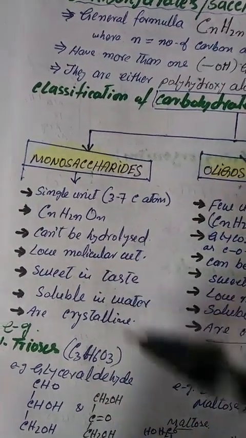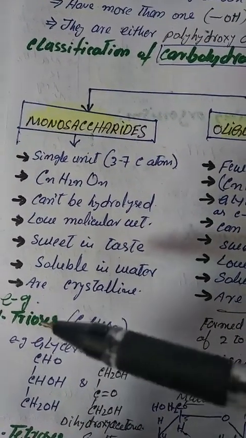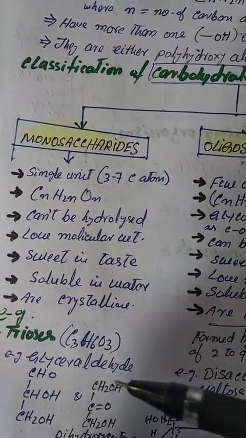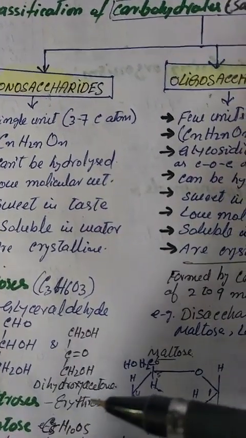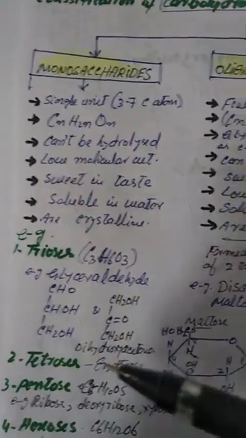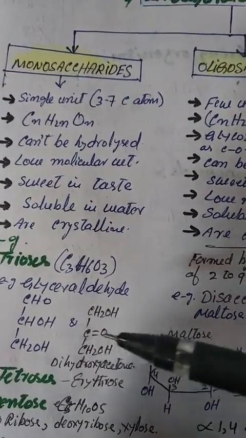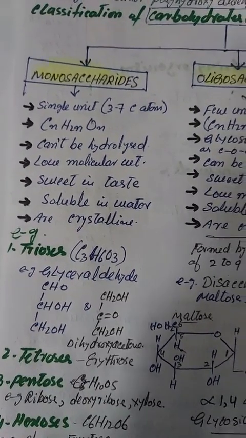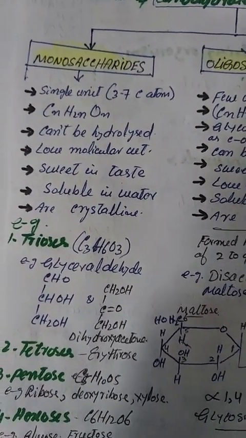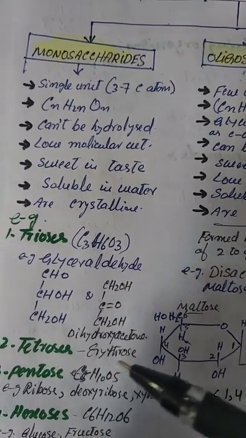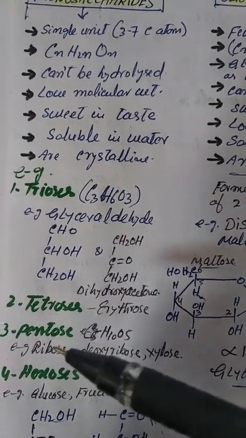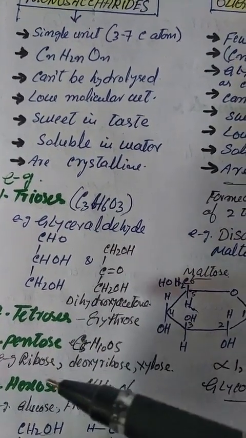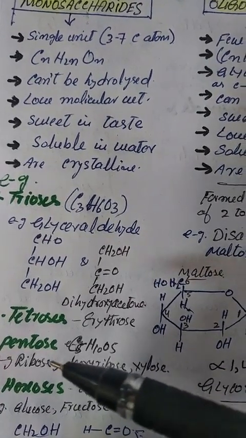Examples include a 3-carbon monosaccharide, which is called triose. Their general formula is C3H6O3. Glyceraldehyde and dihydroxyacetone are the common examples of trioses, the 3-carbon compounds. You can see the chemical structure of these. This is glyceraldehyde and this is dihydroxyacetone. The second monosaccharide consists of 4 carbon atoms, such as tetrose. The example of tetrose is erythrose. Similarly, 5-carbon monosaccharides are also known as pentoses. The examples of pentoses are ribose, deoxyribose, xylose, etc., which are important components of nucleic acids.